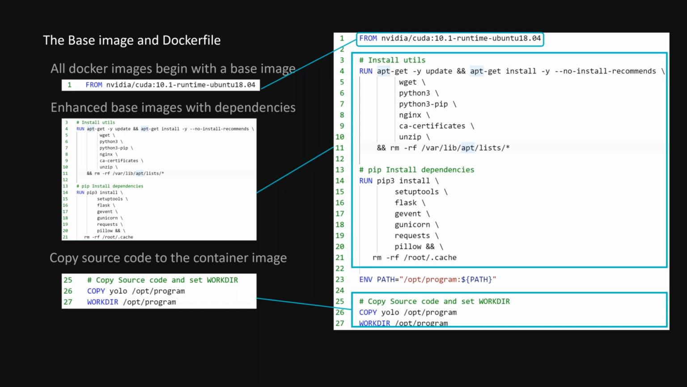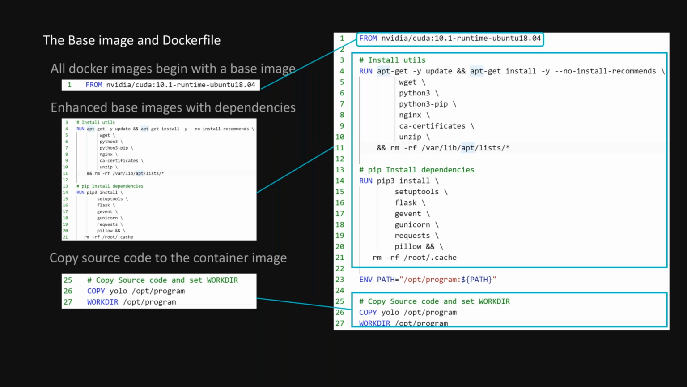Now, the next section here where I have a comment where I'm going to install utilities. This is standard aptitude, apt-get, and then apt-get install here. I'm going to install some wget, some Python 3, some pip, some nginx. These are the dependencies that my model is going to need to run in this container. And then finally, some dependencies I install with aptitude, some of them I install with pip.